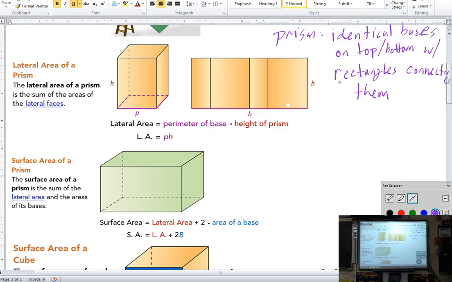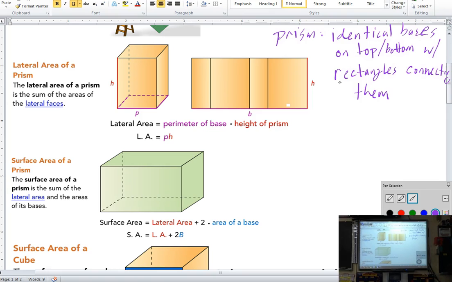So, with rectangles connecting, what are the rectangles connecting? Triangles. This is a triangular prism. With rectangles connecting, what type of prism? What's a square-based prism, which is not a cube? But a cube is also a square-based prism. So, this is a square-based prism. It's also a cube. This is a square-based prism, but it's not a cube.